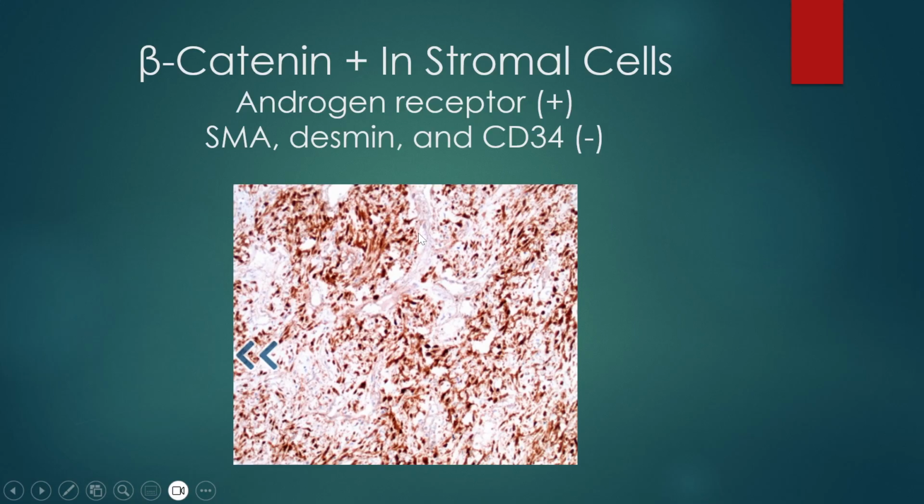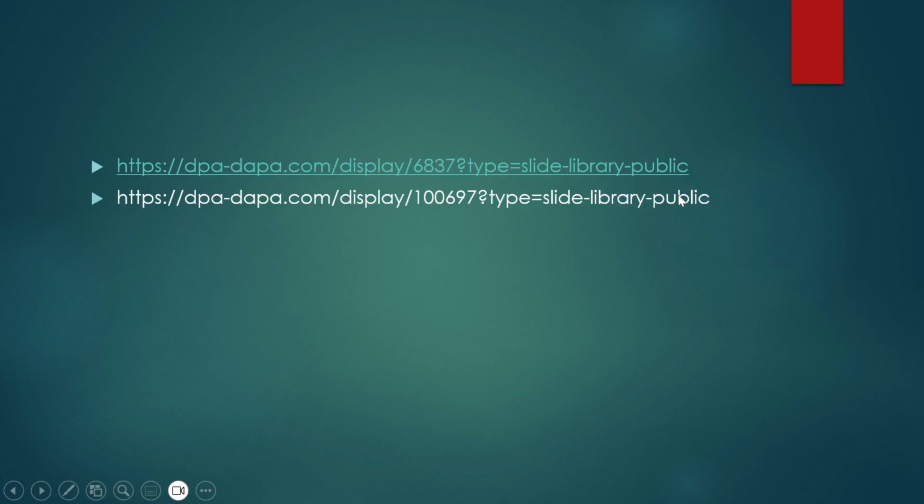One characteristic immunostaining finding is beta-catenin positive stromal cells. If you still remember, this lesion usually occurs in males, so you can find androgen receptor positivity. But remember, SMA, desmin, and CD34 are negative.